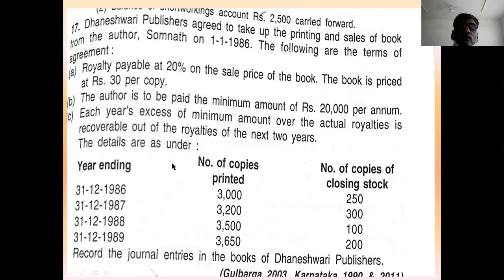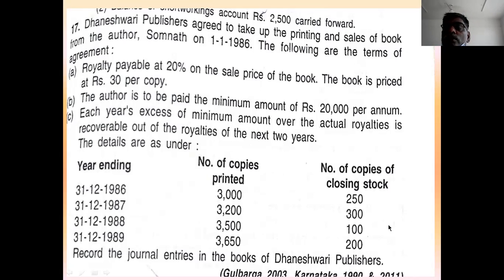Okay. And you see here, year and date is given in the problem, number of copies printed and number of closing stock of copies or books is given. Your rate of royalty is on selling price or sales. Royalty is on sales, not on books printed. Books printed means production. Royalty is on sales but not the production. Therefore, you have to calculate sales. Before preparing the royalty chart, you have to calculate the number of books sold.